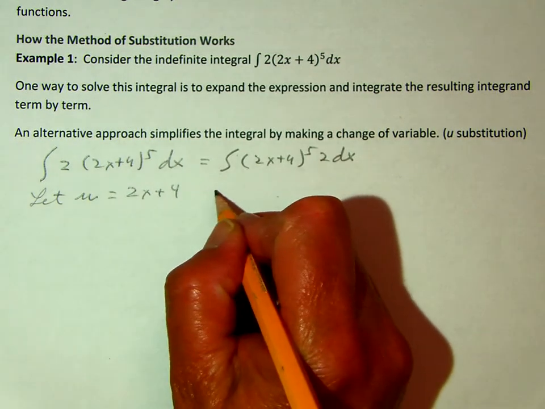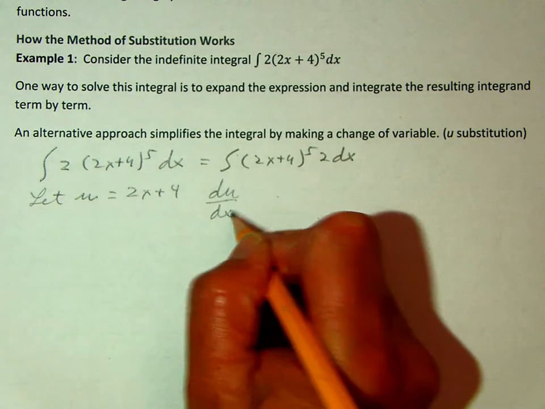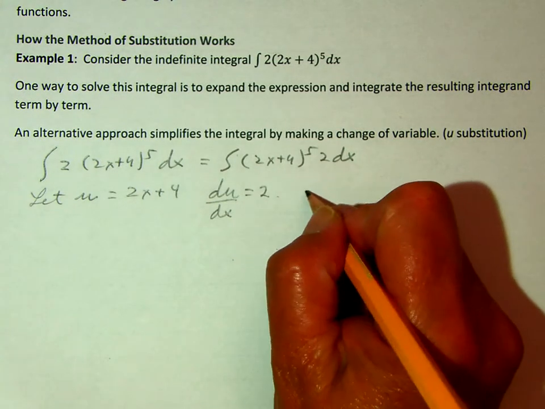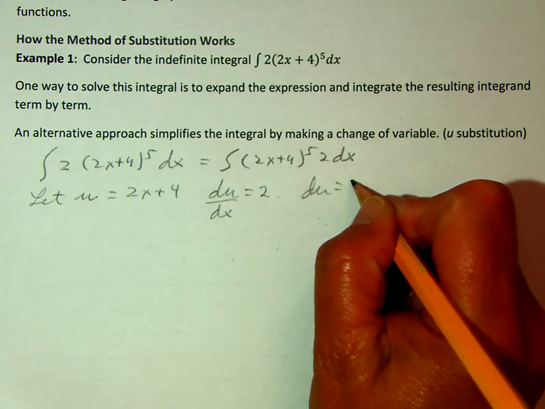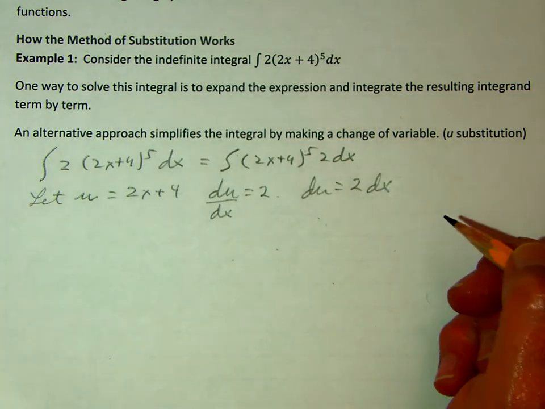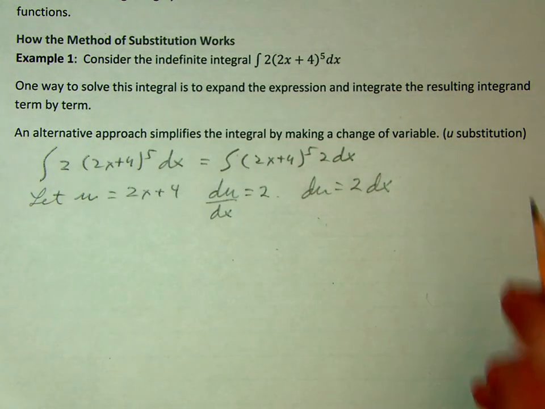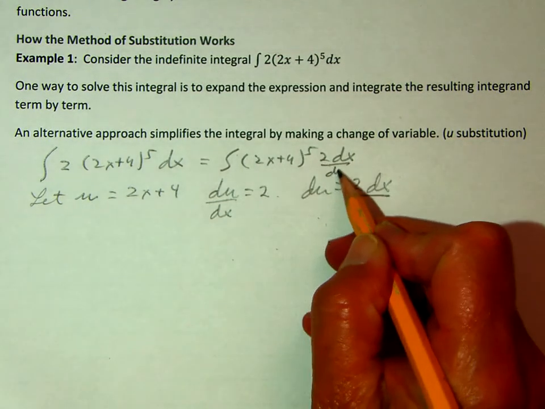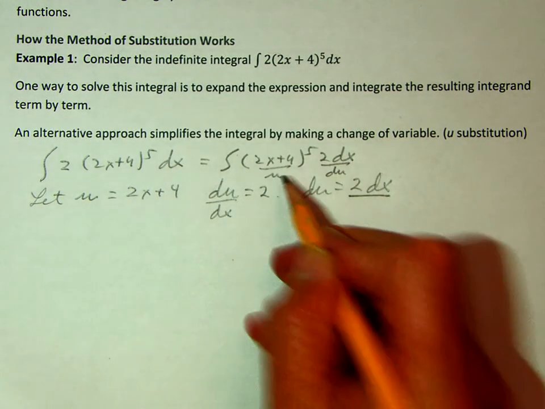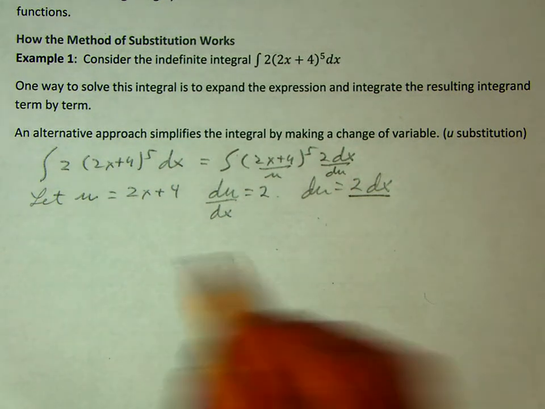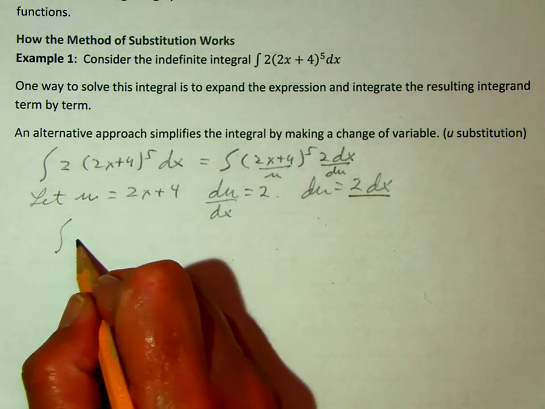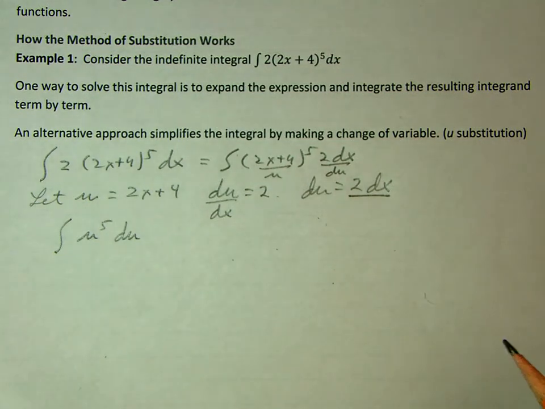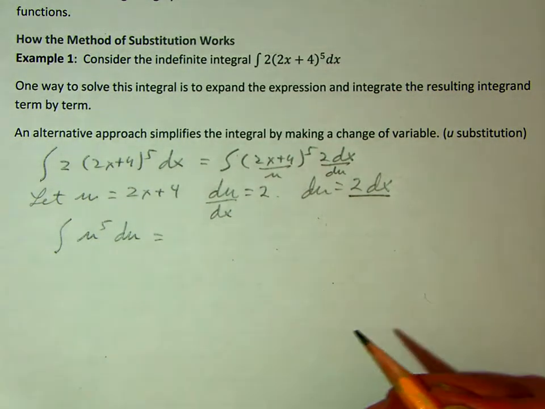Then du/dx would be 2. In other words, du would be 2 dx. Now I have something I can substitute in directly. Here's my du, and here's my u. So my whole substitution would be the integral of u to the 5th du. And that is very straightforward to integrate.